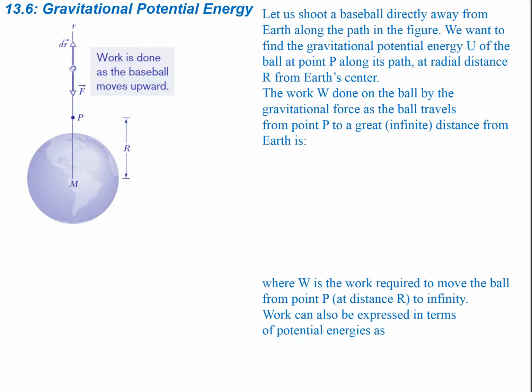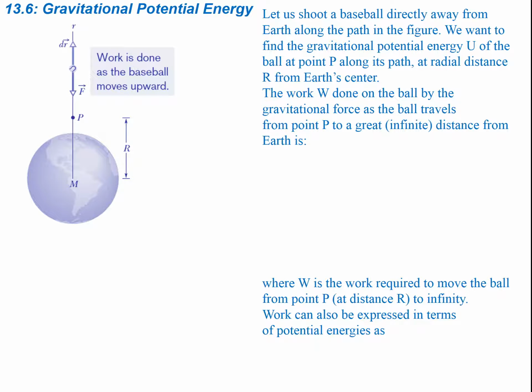So let's shoot a baseball directly away from Earth along the path in the figure. So if I shot a baseball directly up, we want to find the gravitational potential energy U of the ball at point P along its path, which is a radial distance r from the Earth. So we're trying to find what the potential energy is here, and it's going to be a distance r away from the center of the Earth.